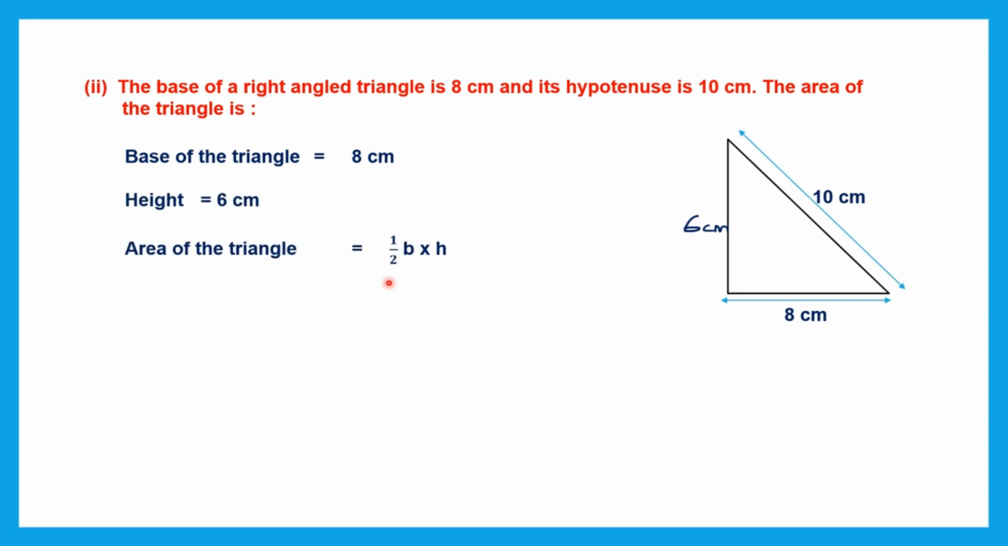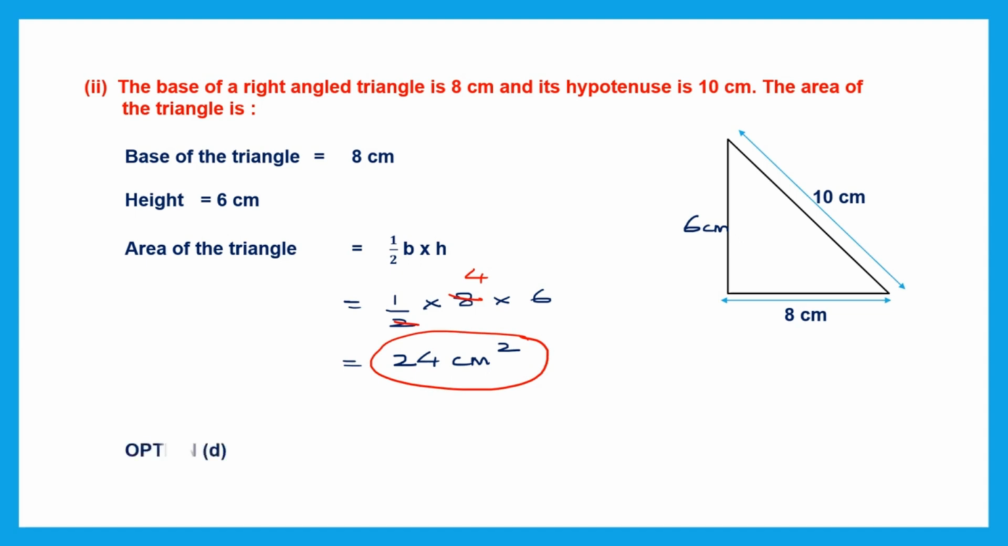Now to find the area, we just have to apply the formula half base into height. So that is 1 by 2 into the base. Base is how much? 8 centimeters into the height, it is 6 centimeters. Which is, here we can cancel this to 4, 4 6 are 24. So we have found the area of the triangle is 24 centimeter square. So this is our answer, 24 centimeter square, and that is option D. Option D, 24 centimeter square is the final answer.